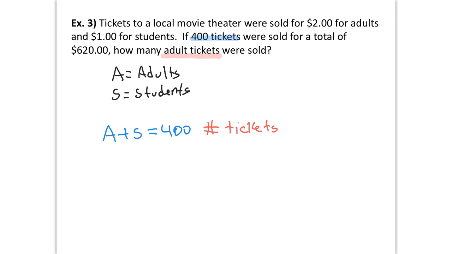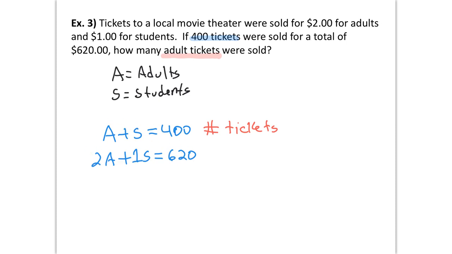Now the second equation, you will use the price, the actual money, the amount. So we know the price of adults, $2. So I'm going to take 2 times A, the number of adults tickets, plus students is $1. You don't need that 1 next to the S, but I'm just going to put it so you know that's $1 for students. And they made $620. The question is, how many adults tickets?